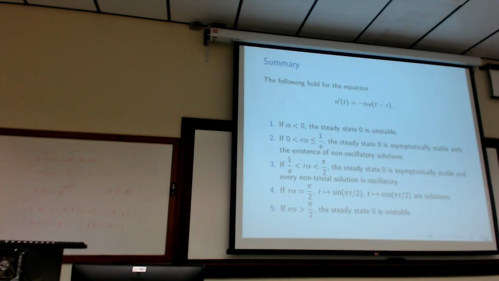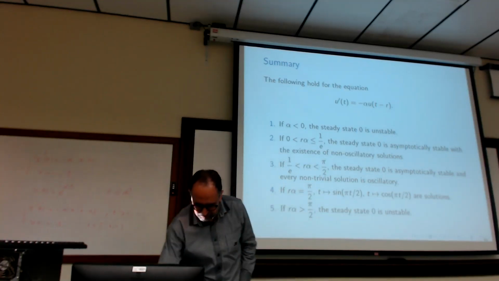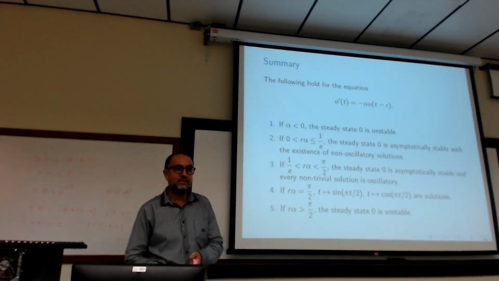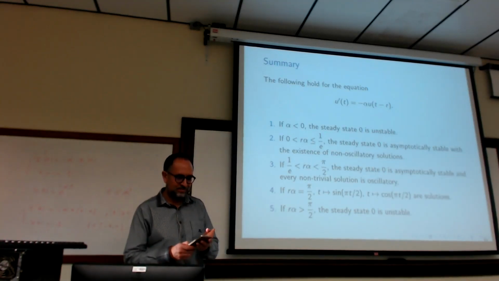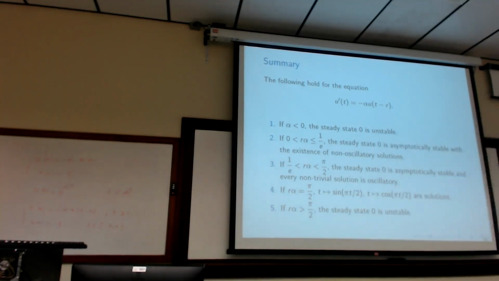And if you are bigger than pi over 2, I don't want to talk about limit cycles because it's more complicated. It depends on many things. What we can do is what we can know. We have 0 as an unstable steady state. Maybe if you have questions or comments, before we go to another topic.